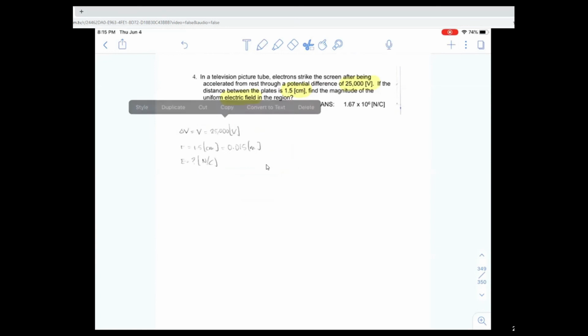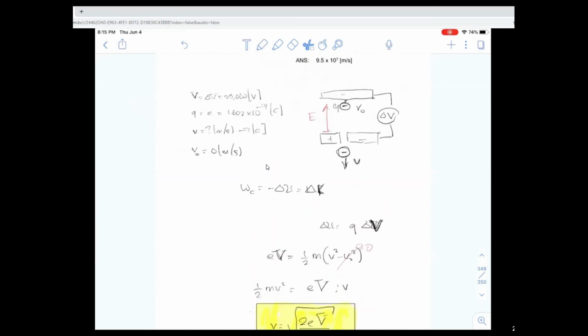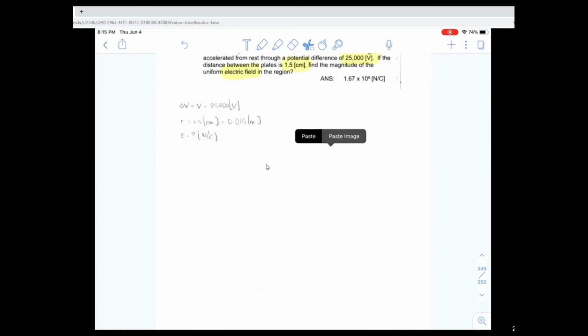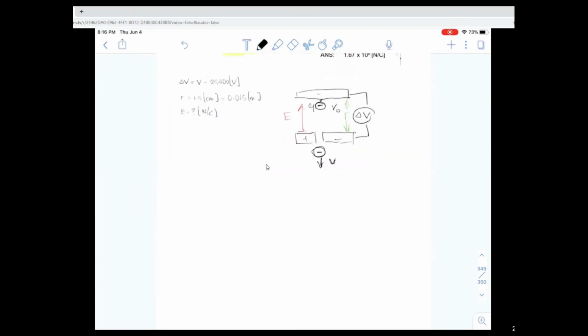We're dealing with the same region, the same setup. R in this case is the separation distance. And that's all we have. I'm going to do a little bit more than this in terms of the math.